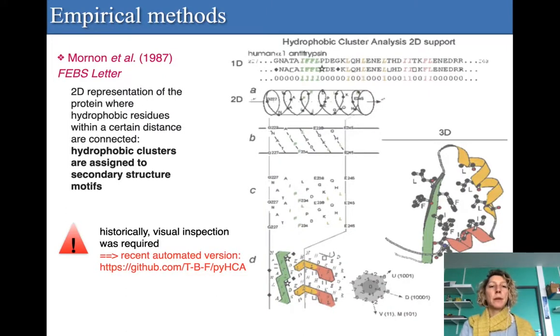So another empirical method that is very interesting and important, I think, because it gives a lot of information, is the hydrophobic cluster analysis. So again, here we have a 2D projection of the secondary structure elements. So what's the idea?